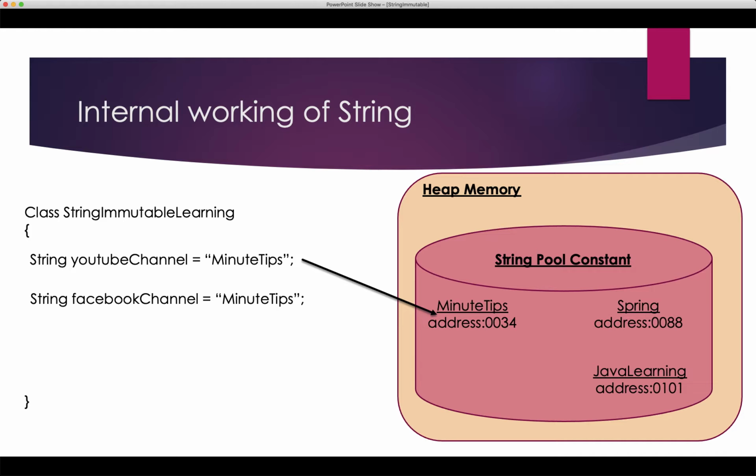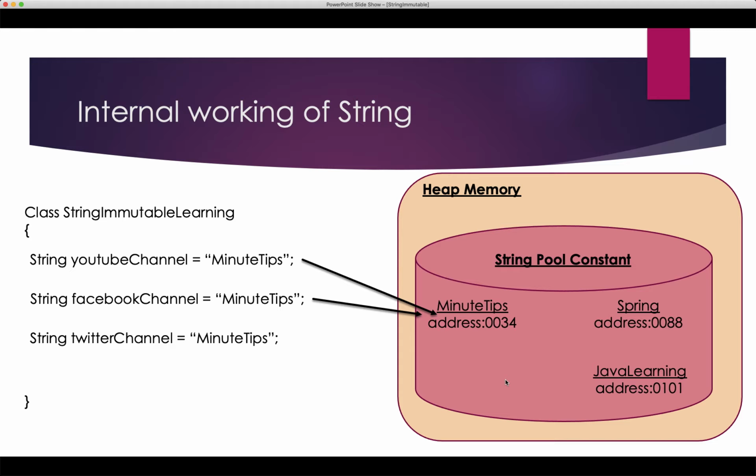Similarly, when I create one more variable, facebookChannel of type string, it will do the same. It will search at these two places to see if Minute Tips is present somewhere. No. Then it finally finds, oh, here it is present, and it will point to this address 0034. Guys, please keep in mind that it is case sensitive. The exact string should match here. If my m is small, then this string will not match with Minute Tips, and it will create a new string.